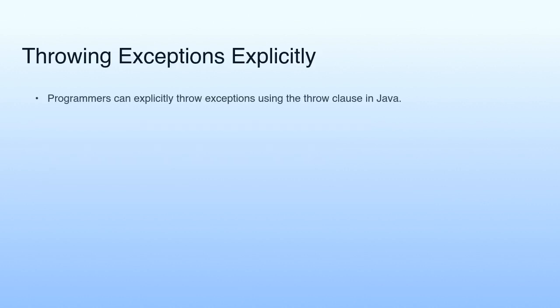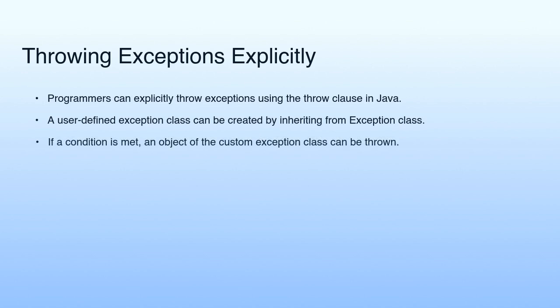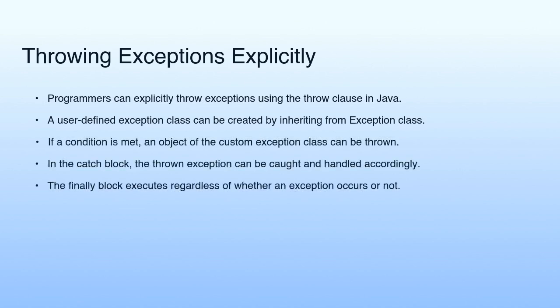Programmers can explicitly throw exceptions using the throw clause in Java. By creating a custom exception class inherited from the exception class, we can throw objects of this class when certain conditions are met, giving us greater control over error handling.